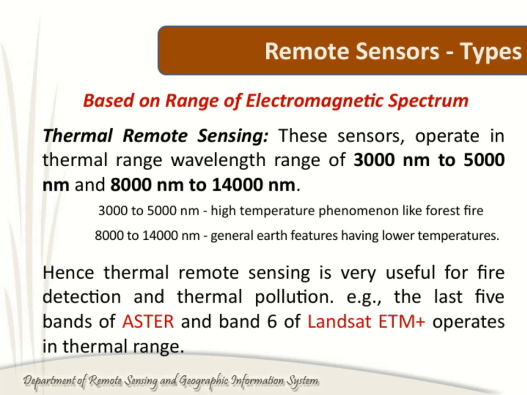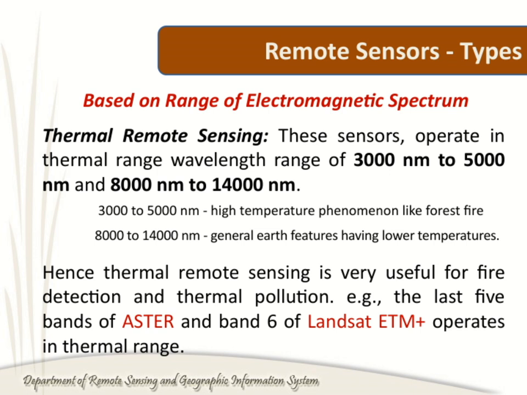Let's talk about remote sensors based on the range of the electromagnetic spectrum, starting with thermal remote sensing. These sensors operate in specific thermal wavelength ranges, mainly between 3,000 nanometers and 5,000 nanometers, and then again from 8,000 to 14,000 nanometers. In the range of 3,000 to 5,000 nanometers, these sensors are particularly useful for detecting high-temperature phenomena, like forest fires. They can pick up the intense heat signatures emitted during such events.